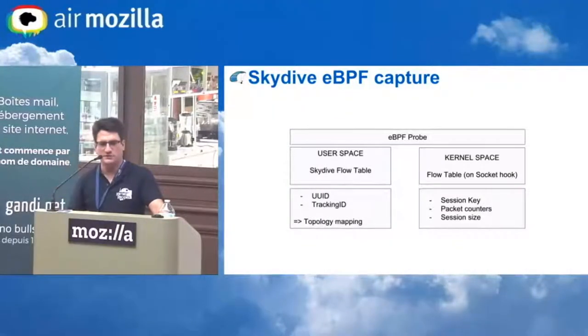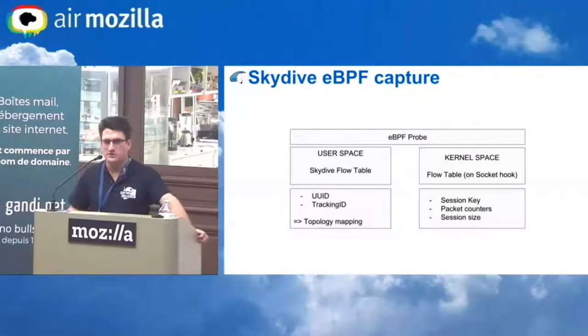So basically, how we organize the eBPF probes that we inject in the kernel: there is one flow table that we create per capture, thanks to the socket hook of eBPF, where we receive all the packets of the session. We quickly calculate a session key based on all the layers we can have, the basic layers, like Ethernet, IP, TCP, for example. This is a big map where we put the packet counters of the session and the session size, so the sum of the packet length, or TCP payload length. We send this full table to Skydive. On top of that, in userland, Skydive calculates the UID, the unique ID in the whole infrastructure, so it's a unique number. The tracking ID is a little bit tricky, but it is basically a session hash key.